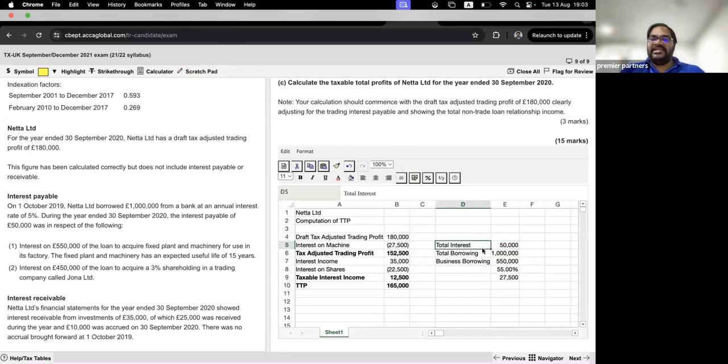Right. The overall interest is 50,000 pounds. Then, if I am to split this between the business one and the non-business one, we need to figure out the proportion, the business proportion. Total borrowing is £1 million. Out of that 1 million, 550,000 is to purchase a business asset. The balance 450,000 is to acquire shares and investment. So the business component is only 550,000. Are we agreeing on that?